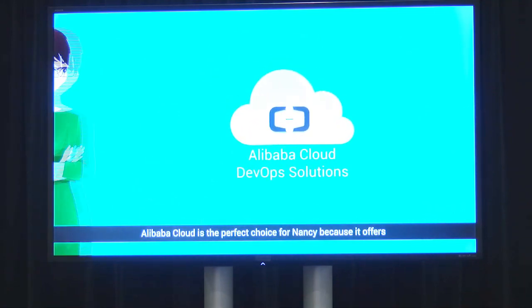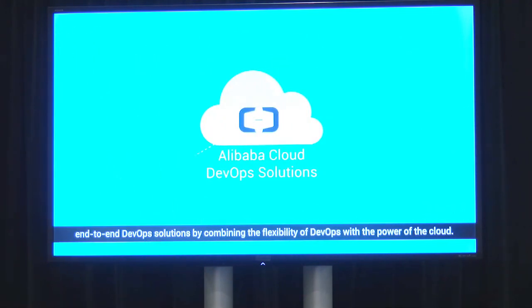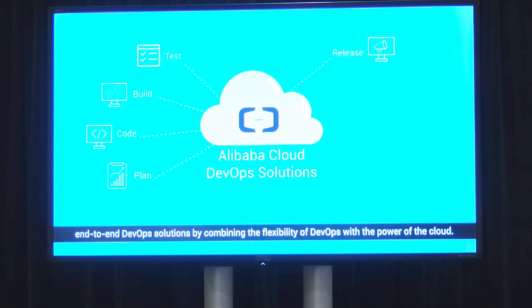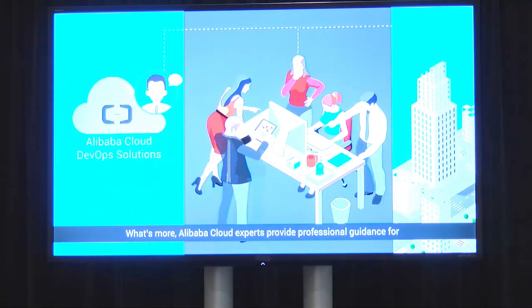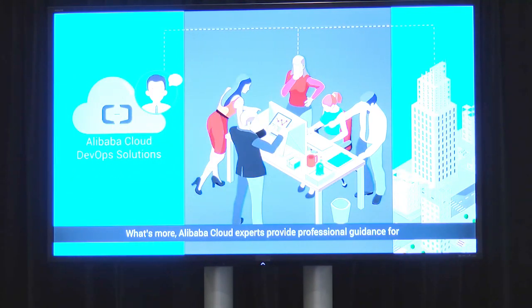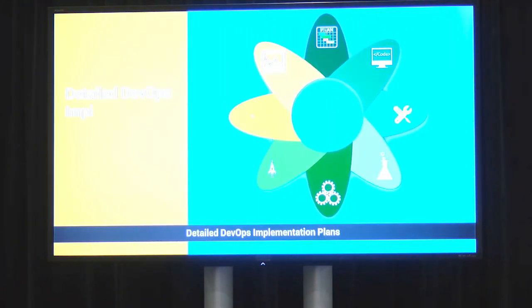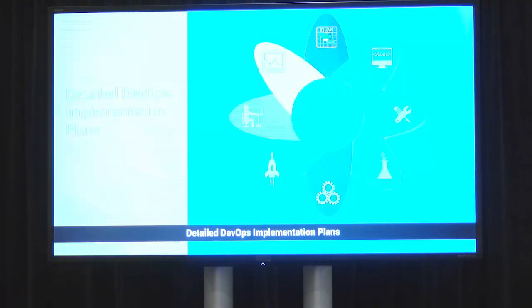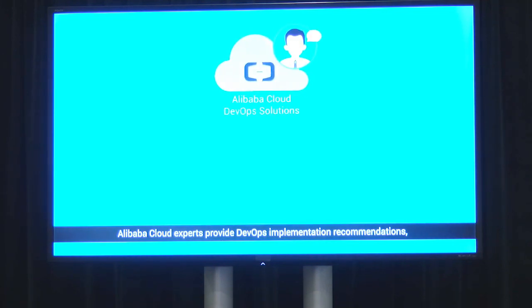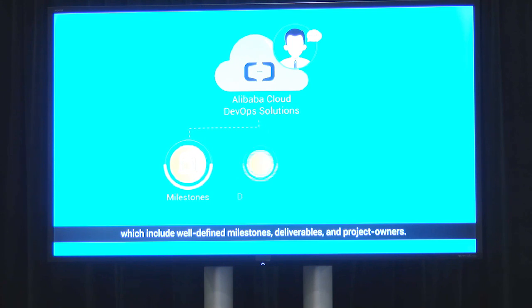Nancy is in urgent need of a professional DevOps solution provider. Alibaba Cloud is the perfect choice for Nancy because it offers end-to-end DevOps solutions by combining the flexibility of DevOps with the power of the cloud. What's more, Alibaba Cloud experts provide professional guidance for organizations to successfully adopt DevOps. With its DevOps solution, organizations can enjoy detailed DevOps implementation plans. Alibaba Cloud experts provide DevOps implementation recommendations, which include well-defined milestones, deliverables, and project owners.